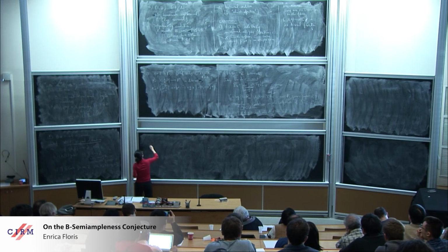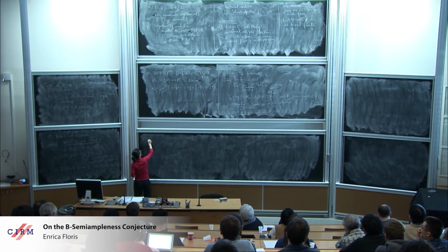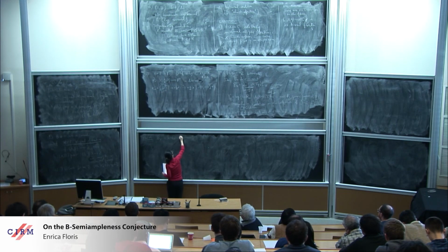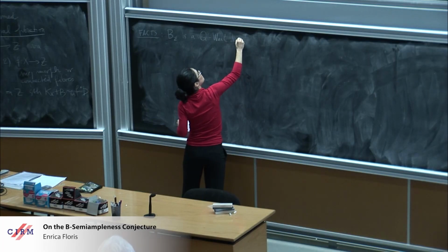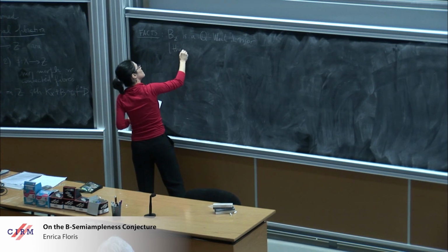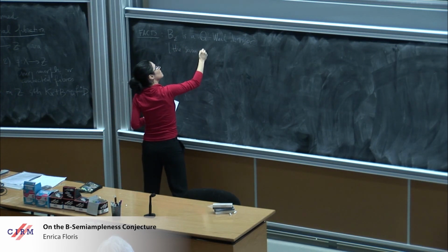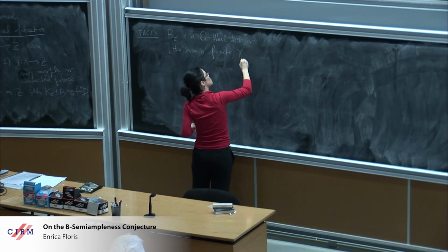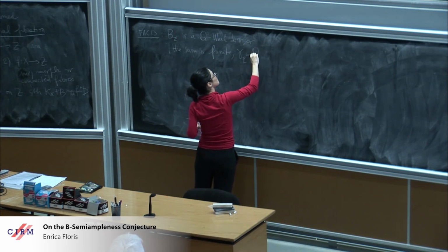But I'll just tell you some properties first. So, facts. B_Z is a Q-divisor. So this means that the sum is finite. And the gamma_p's are rational numbers.